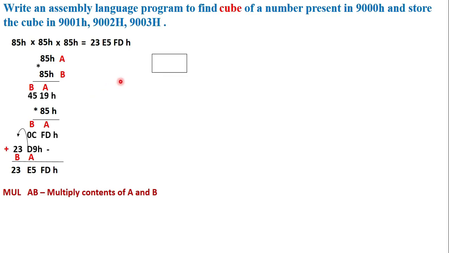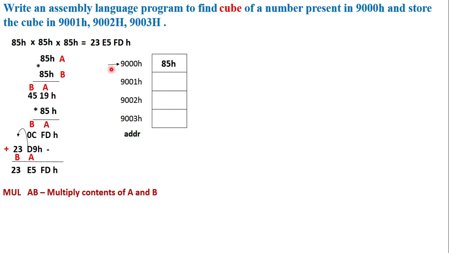So let's begin. Consider the memory locations whose addresses are 9000, 9001, 9002 and 9003H. The number whose cube has to be found is stored in 9000H, that is, 9000H has 85H. We know 9000H is a 16-bit address, so it is an external memory and the pointer to it is always the DPTR, the data pointer. So the first step is we need to initialize DPTR to 9000H. The instruction which does this is MOV DPTR, #9000H.